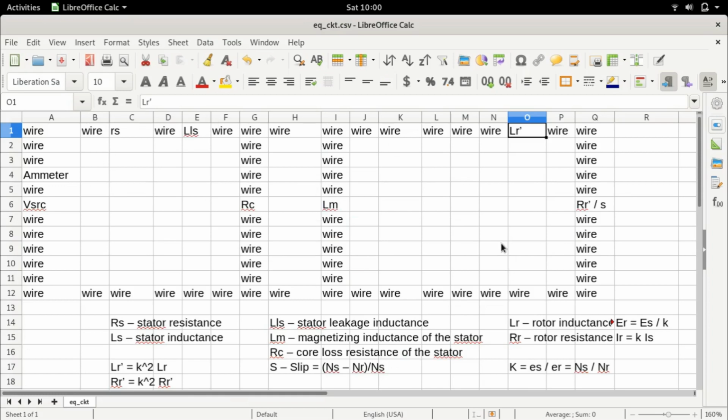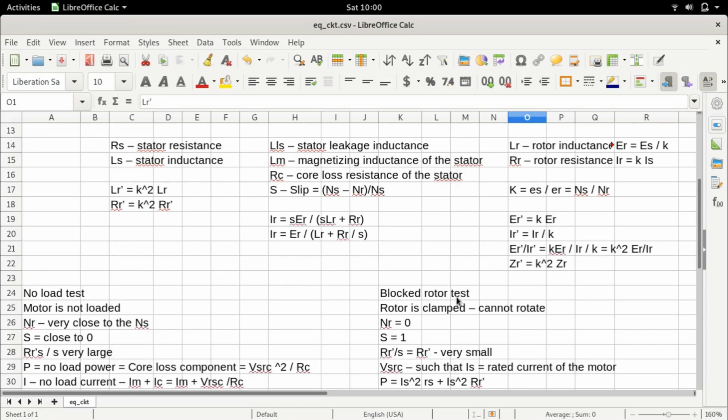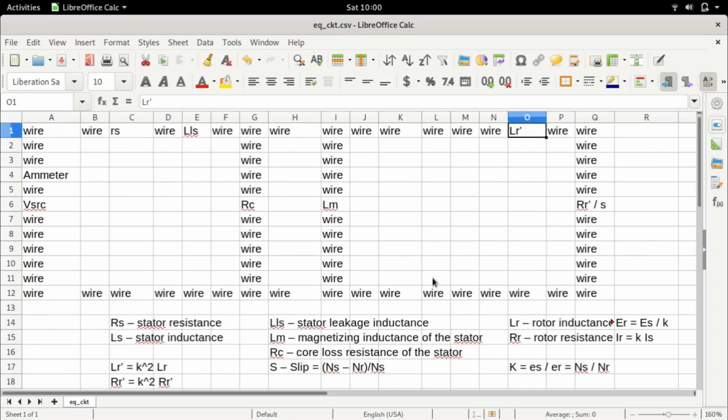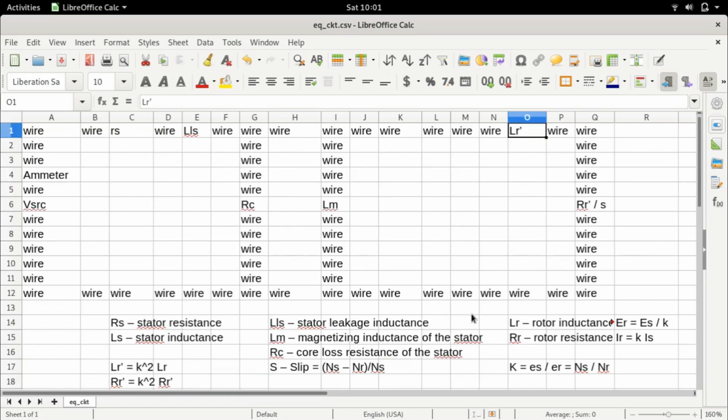As I already said, we've all done this during our undergraduate studies. We've done what is called the no-load test and the blocked rotor test. If you have a physical motor in the laboratory, one option to determine the actual rotor parameters is by using a no-load test and a blocked rotor test. This is very similar to an open circuit test and a short circuit test that is performed on a transformer. So in a no-load test, we apply the rated voltage to the stator.